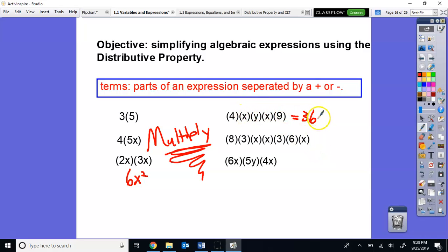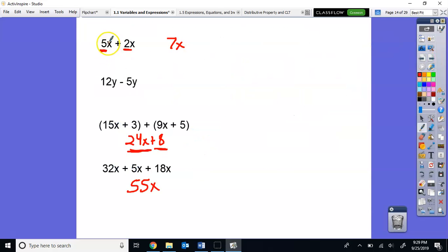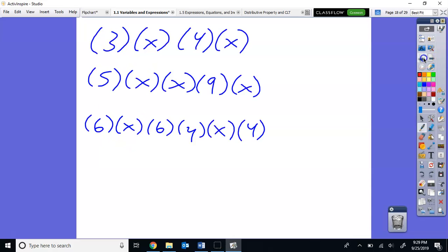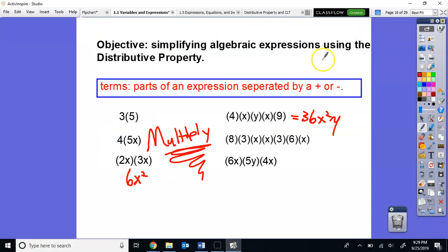X times x, there's 2 of them, that's x squared. And then y, just alphabetical order on your variables. You can multiply anything you want together, you just can't add and subtract it unless it has the same variable and the same exponent on the variable. So you have to know the difference between multiplying and adding. I can't help you with that other than trying to practice it with you over and over again. You have to actually know in your head when you're multiplying and when you're adding, and the differences between those rules.